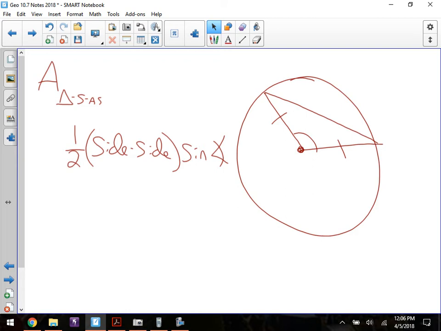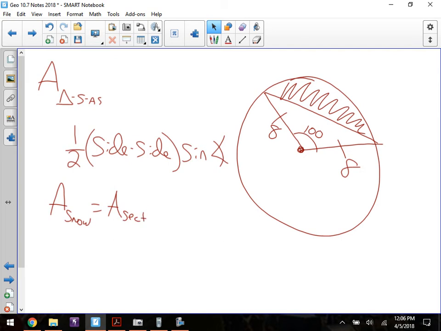So let's say that this was radius of 8, we have a central angle of 100, and I want to find the area of the snow on the snow cone. Well, in order to do that, we have a very, very simple problem. The area of the snow is the area of the sector, subtract the area of the triangle.